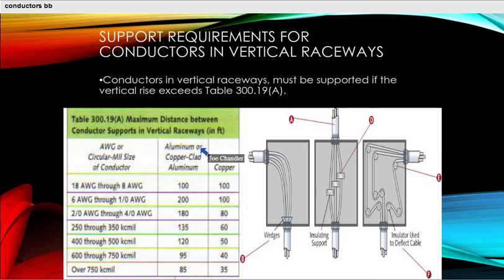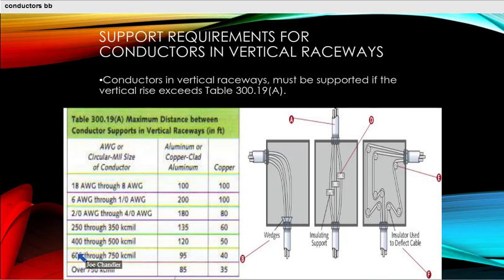Remember, vertical raceways. If I have these small conductors, 18 to 8, they can go 100 feet. Now look, 6 to 1/0, and the number got bigger: 200 feet for aluminum, but for copper we stayed the same. We keep going. Look, copper is much heavier, isn't it? We can kind of tell. We only went 20 more or less feet, but then we went down a little: 80 feet, 135, and 60.